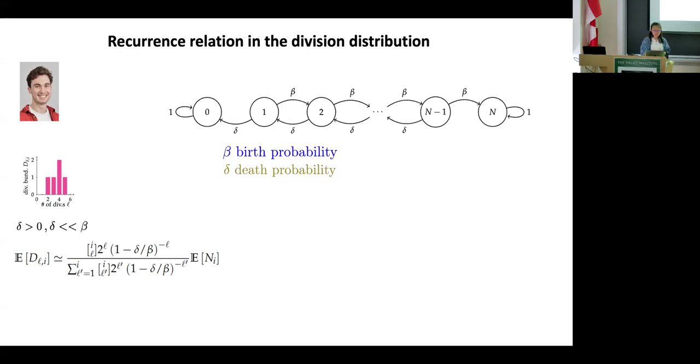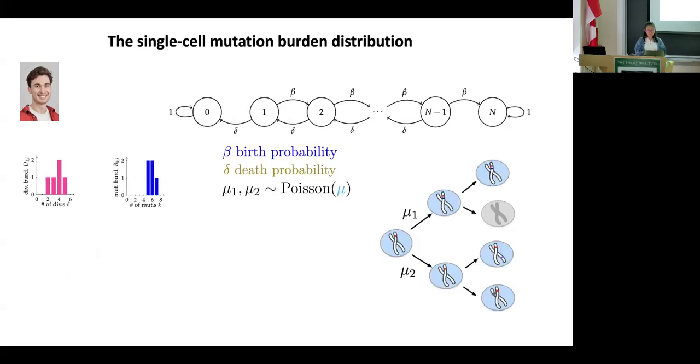And what is interesting is the single cell mutation burden distribution, which no one else was working on before, with a good reason, because there was no data on this a while ago. So we think that the division distribution and the single cell mutation burden distribution should be very related, because they both need the information of the single cell.